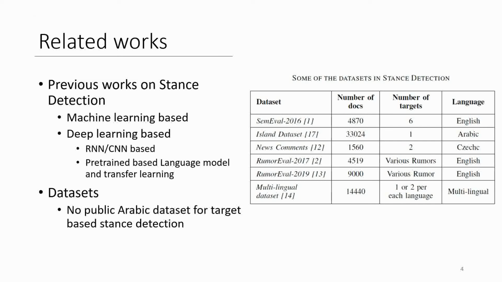Datasets. The most widely used dataset in stance detection is SemEval 2016 with 6 targets. There is one dataset in target-based stance in Arabic which is not public. RumourEval dataset uses rumour tweets and their replies for stance and rumour verification tasks, and RumourEval 2019 uses Reddit data as well as tweets.